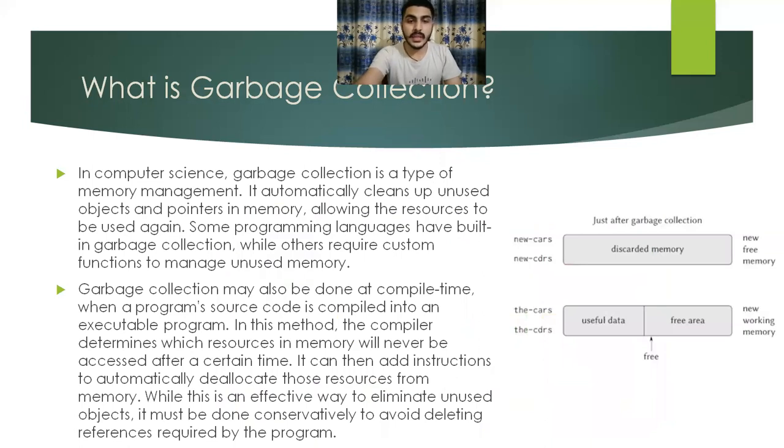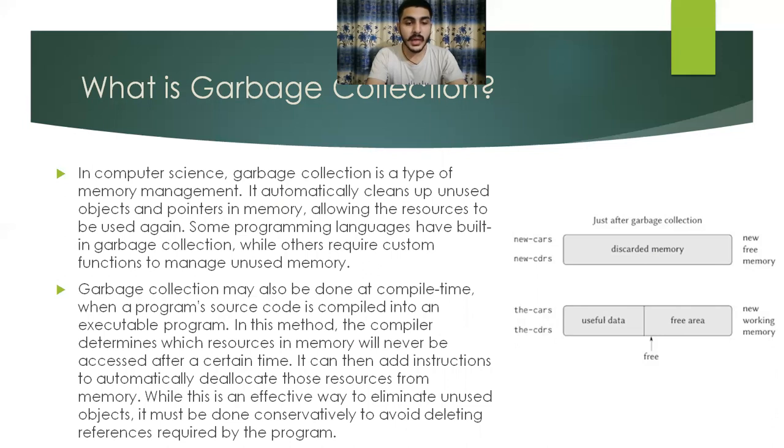What is garbage collection? In computer science, garbage collection is a type of memory management. It automatically cleans up unused objects and pointers in memory, allowing the resources to be used again. Some programming languages have built-in garbage collection, while others require custom functions to manage unused memory.